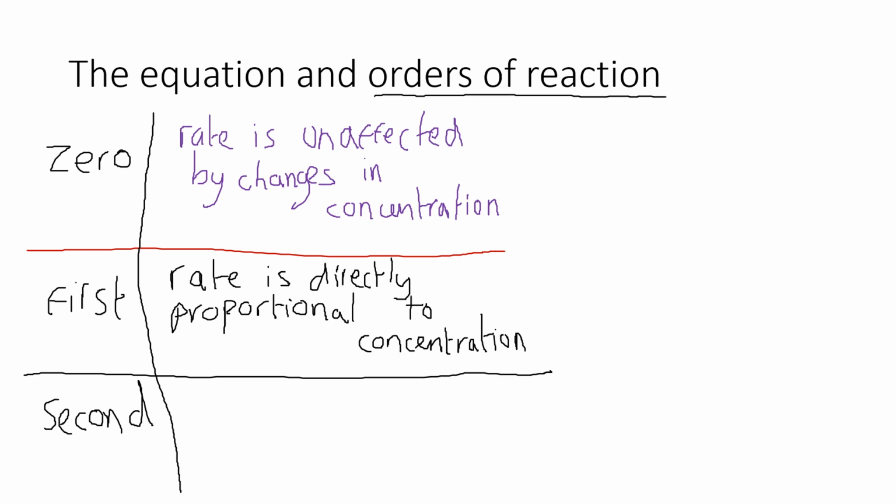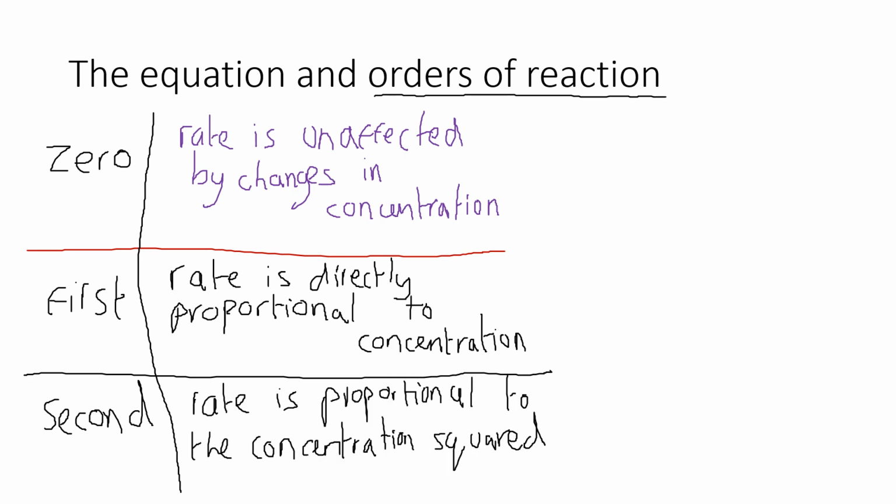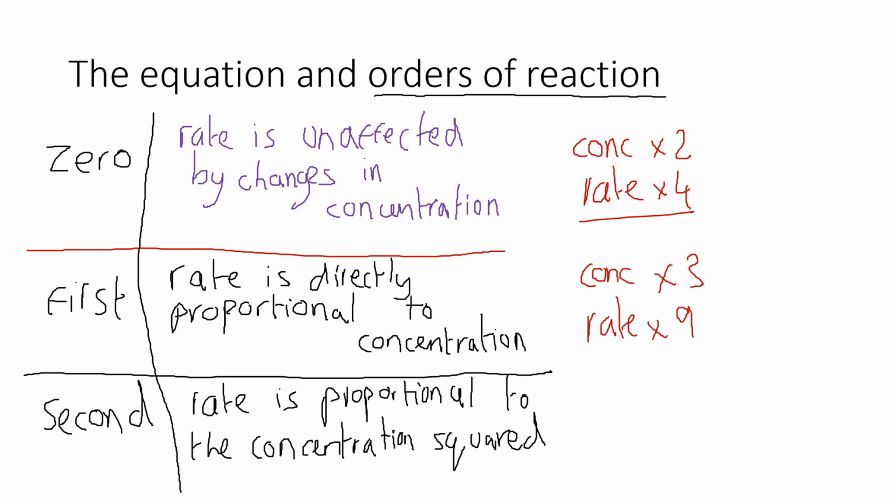And the third scenario we need to encounter is second order. And this is perhaps the most complicated. This is where rate is proportional to the square of the concentration. So rate is proportional to the concentration squared. What I mean by that is if the concentration is doubled, then the rate would quadruple. Or if the concentration was times 3, then the rate would be times 9. And that's what we mean by second order. Rate is proportional to the concentration squared.